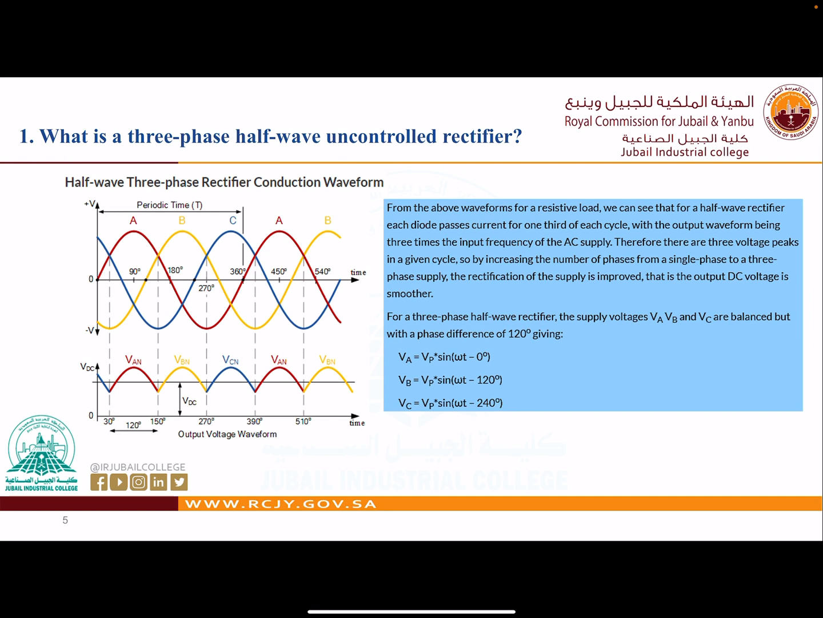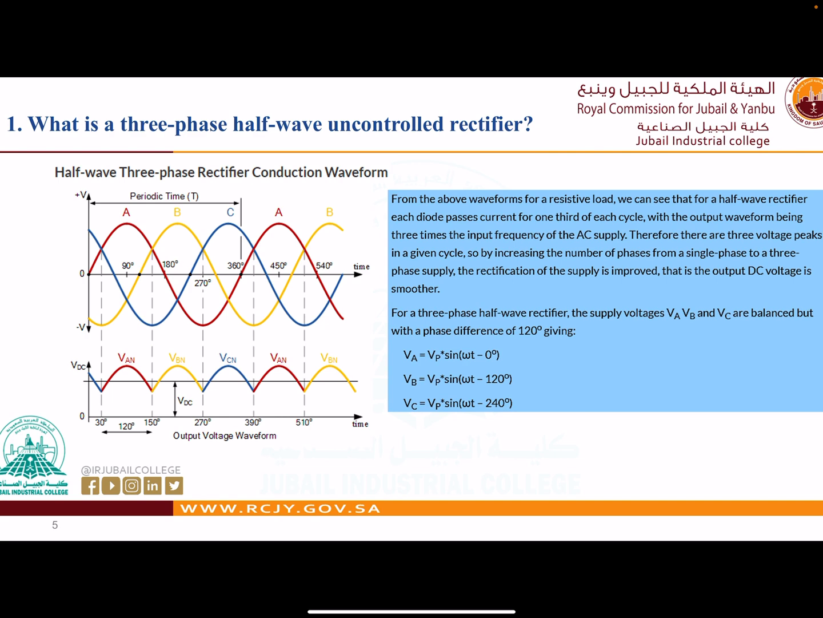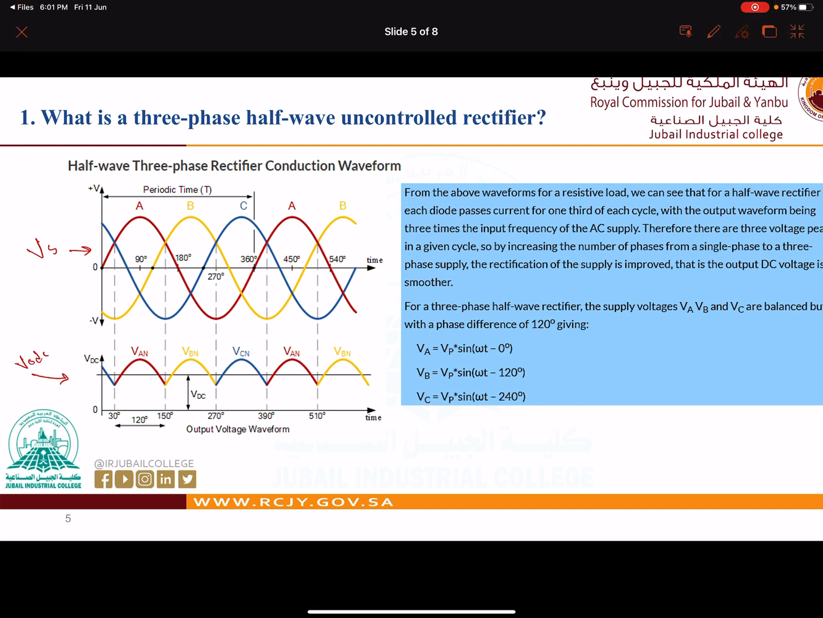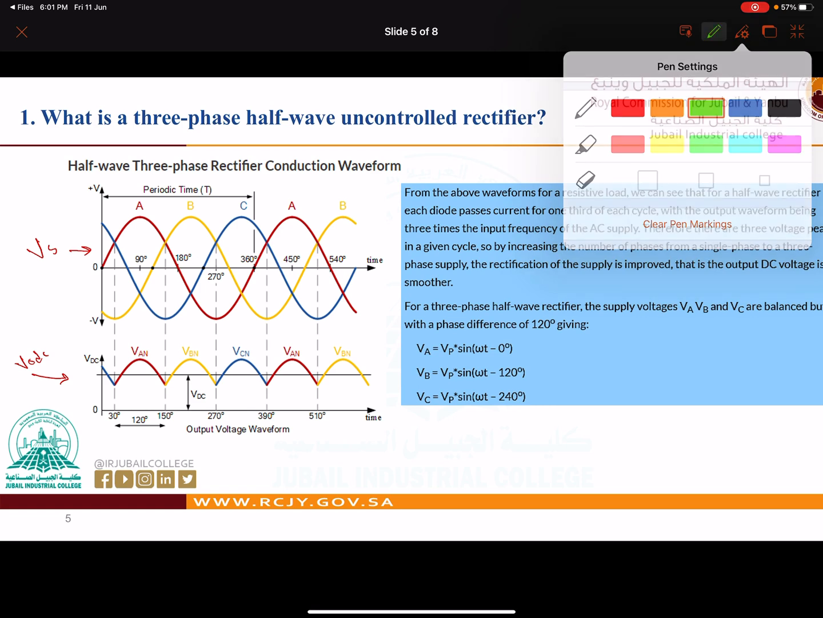You remember, I said when VA is bigger than VB and VC, D1 is working, right? Now this is our V source. This waveform is for the V source, and this one is for V output DC. Now, tell me where VA is bigger than VB and VC. Let me just choose the green color.